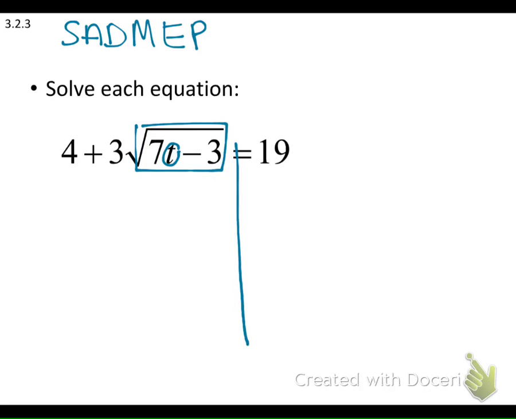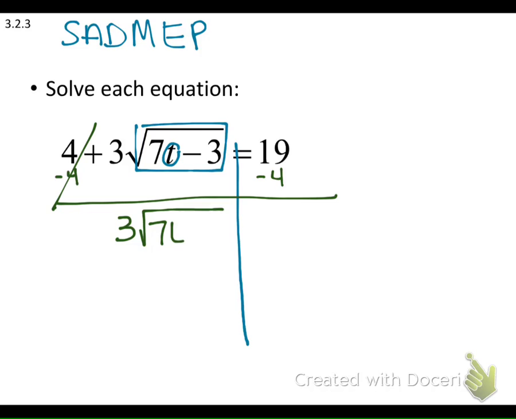So do I see any addition? Yes, where? The 4. Now, it's not going to be the 3 because the 3 is touching the square root. When the 3 is touching a square root sign, it's just like a 3 touching a parenthesis. So we're going to get rid of that plus 4. What's the inverse operation for plus? Subtract. And whatever I do to one side, I do to the other. So cancel. So then on my left side, we're going to bring down the 3 square root 7t minus 3. And then on my right side, we're going to take 19 minus 4.